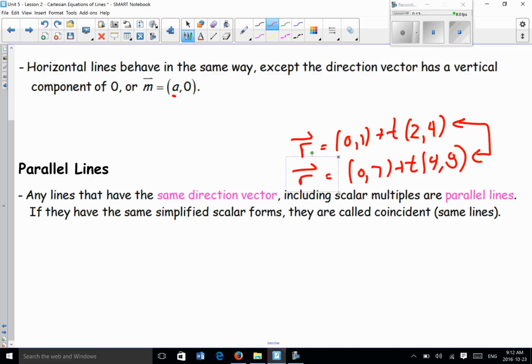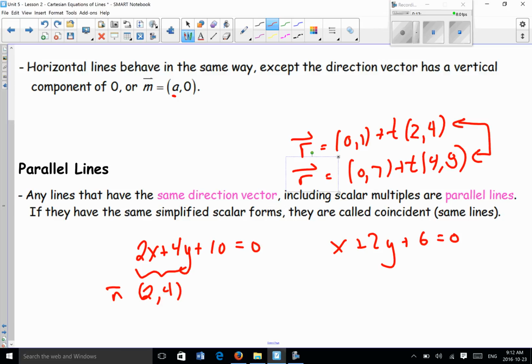If the direction vector is the same, their normal vectors also have to be the same. So if I were to see a scalar equation, 2x plus 4y plus some number, and I were to see another one that had, for example, x plus 2y plus 6, I would notice that the normal part for this one and the normal part for this one are scalar multiples, which tells me these lines are also parallel.